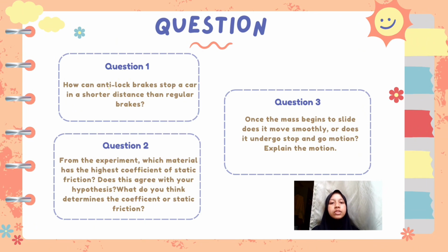Question 3. As the mass begins to slide, does it move smoothly or does it undergo stop and go motion? Explain the motion. It does move with stop and go motion, because the mass has a greater weight, which causes a bigger frictional force. The mass cannot move smoothly due to the friction between the surfaces becoming greater.